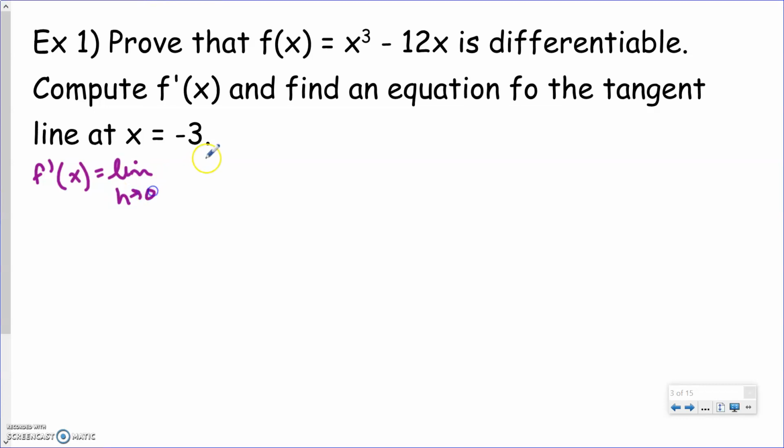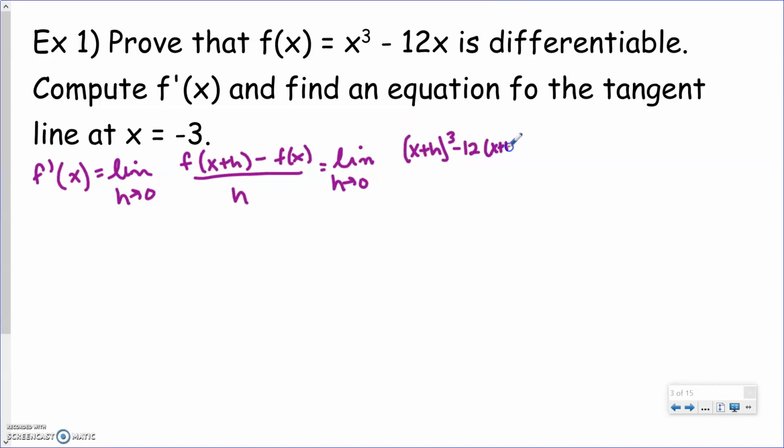So the limit as h approaches 0 of f of x plus h, and we're going to use just a generic x right now to show that it works, minus f of x, divided by h. And we're going to substitute: the limit as h approaches 0 of x plus h to the third minus 12 times x plus h, minus x to the third minus 12x, over h.